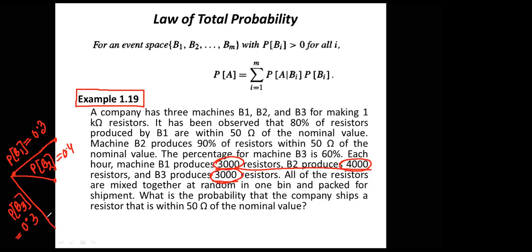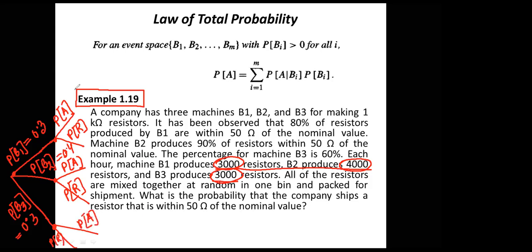Now from that point, it can be accepted or rejected, isn't it? So from B1, probability of accepted and probability of rejected. Again from here, probability of accepted, probability of rejected, isn't it? And then again from here, it is probability of rejected and probability of accepted.